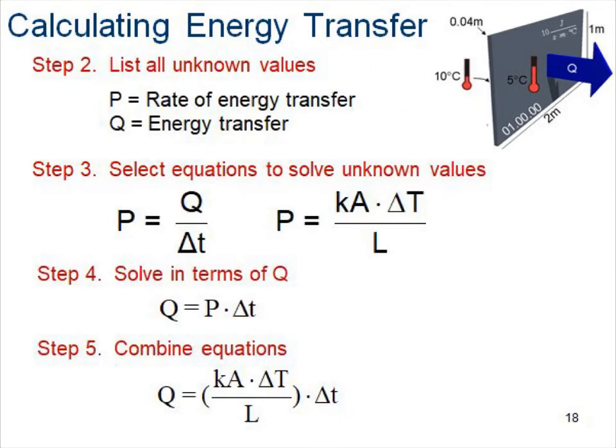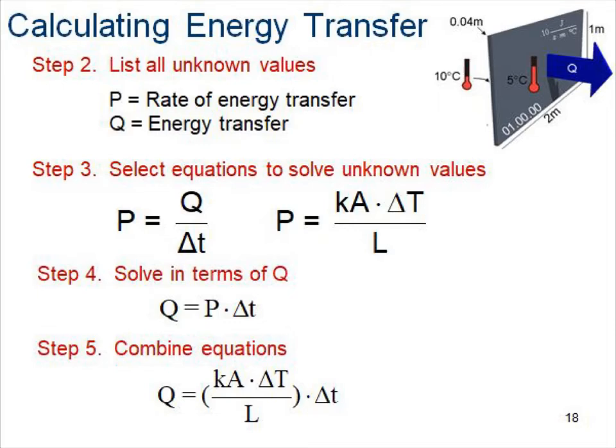Step 2, let's list out all of our unknown values. We don't know P, which is the rate of energy transfer, and we don't know Q, which is the amount of energy being transferred. So step 3, once we've identified our unknown values, let's list out our equations that we're going to use to find those unknown values. So we have P equals Q over delta small t, and P equals K times A times delta big T over L.